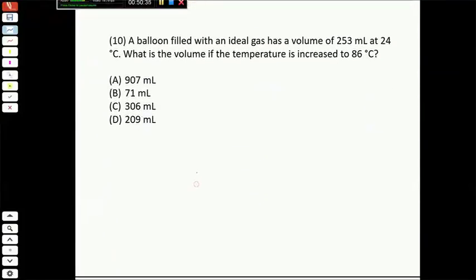So now we're on to the ideal gas section of the course, which we had the question earlier about the different gas laws, and we'll use one of them here. So we have a balloon that's filled with an ideal gas. It has a volume of 253 milliliters at 24 Celsius. What would be the volume if we increase the temperature to 86 Celsius?